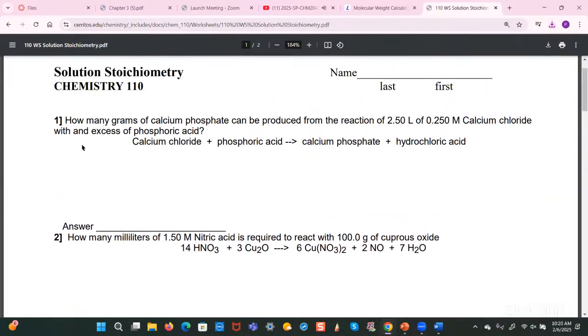So the first question says, how many grams of calcium phosphate can be produced from the reaction of 2.50 liters of a 0.250 M calcium chloride solution and excess phosphoric acid? All right, so first thing we need to do is what? What's the equation? Right, a balanced equation, which means that we need to figure out what the formulas are for these substances.